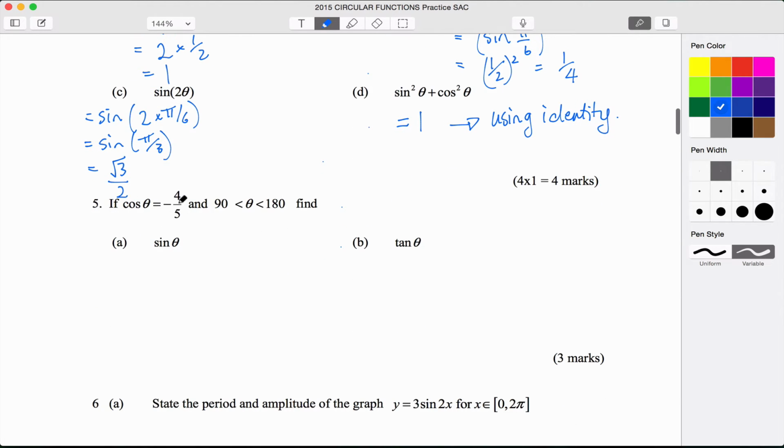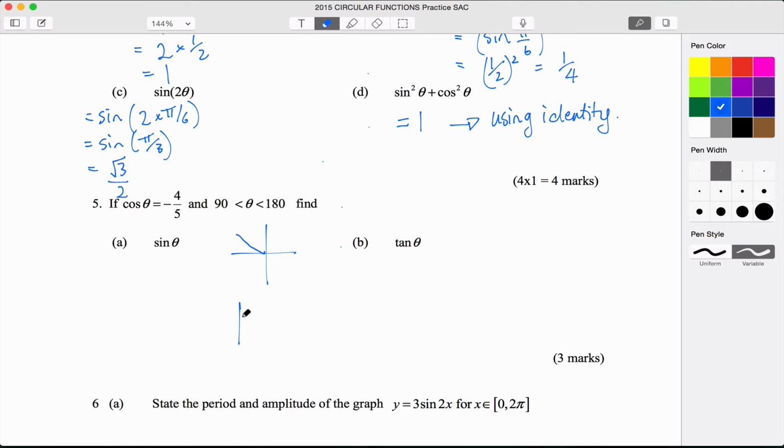If cos theta is negative 4/5 and theta is between 90 and 180, find sine theta. So first thing I'm going to do is draw my unit circle. So theta is here in quadrant 2 between 90 and 180.